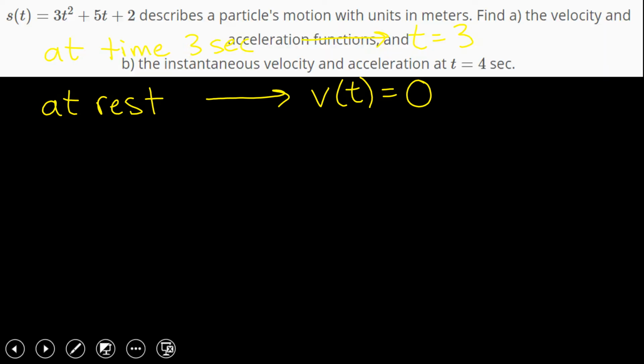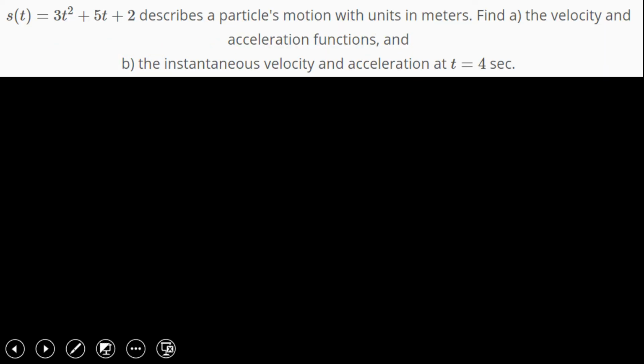So let's look at a problem. It tells us that s of t equals 3t squared plus 5t plus 2 describes a particle's motion with its units in meters. It wants us to find the velocity and acceleration functions. And then it wants us to find the instantaneous velocity and acceleration at time t equals 4 seconds.